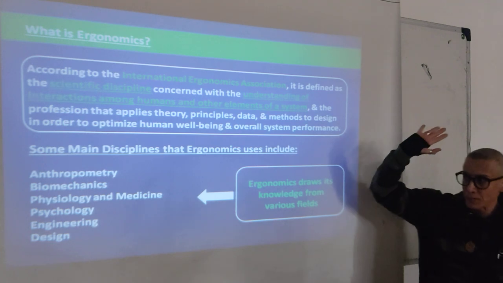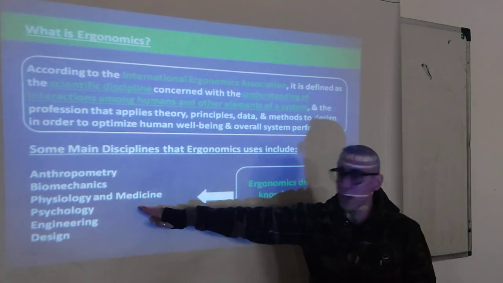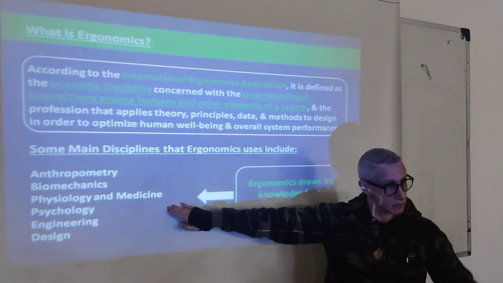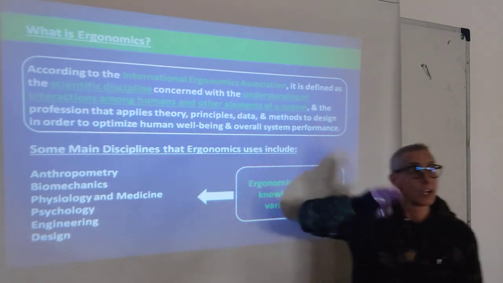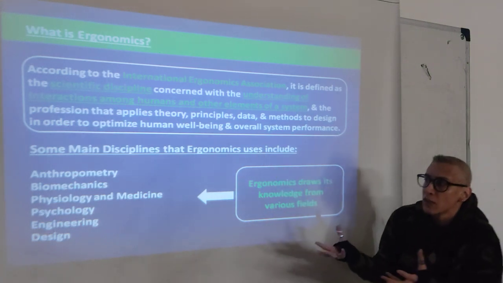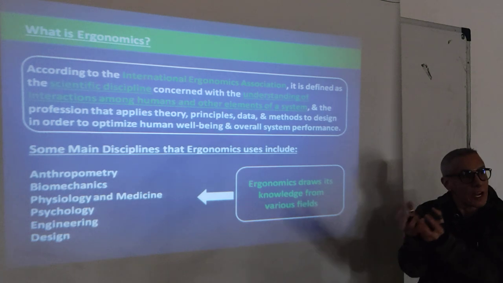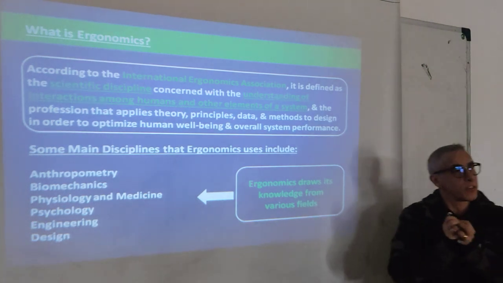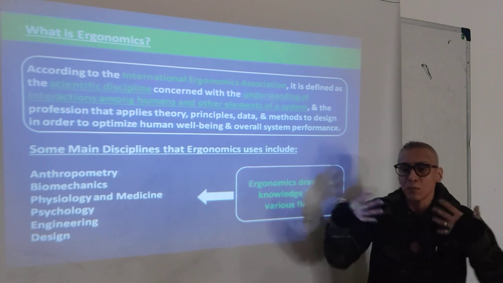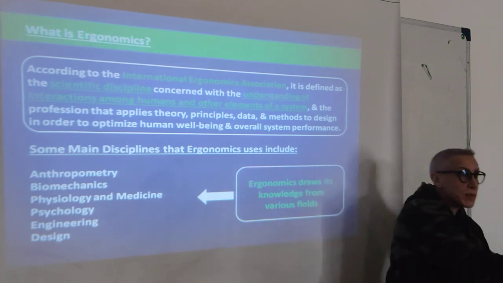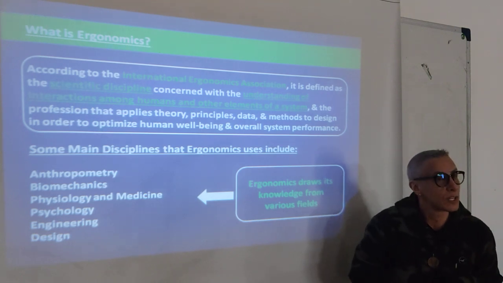Okay? So, all of these are disciplines on their own. Like, if you study psychology, how complicated is that? And lengthy discipline, engineering, biomechanics, anthropometry, all of these things. Ergonomics uses these sciences to extract from them the useful things that can be used, and principles can be created, which other people, like designers, can take and use in their designs.